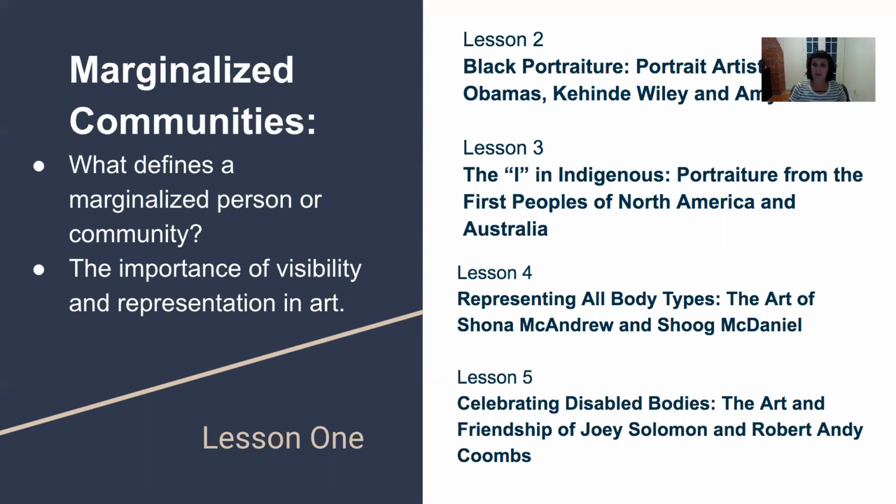So we'll look at some artists that are representing different spectrums of body types, including the art of Shona McAndrew and Shug McDaniel. Lesson 5, we'll be looking at artists who are depicting disabled bodies, specifically the photography of Joey Solomon and Robert Andy Coombs, who are friends in real life.